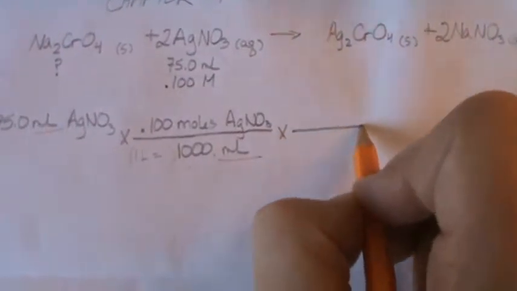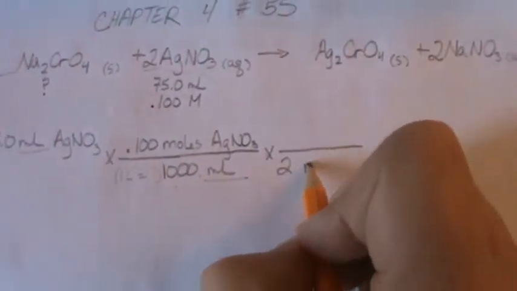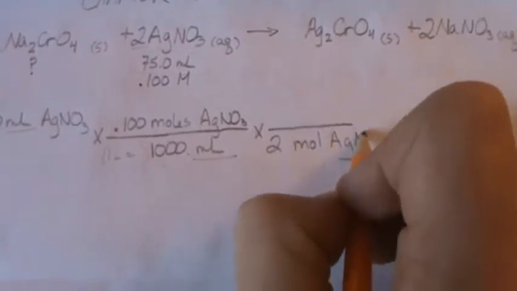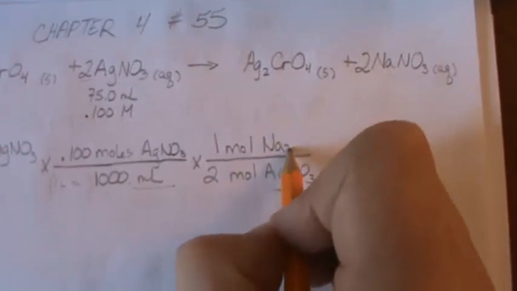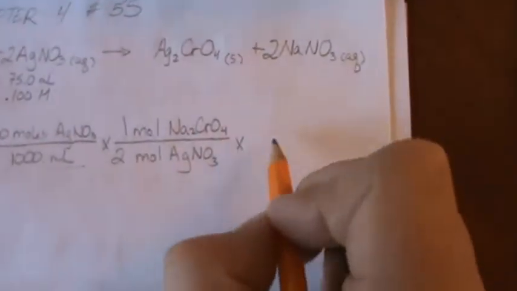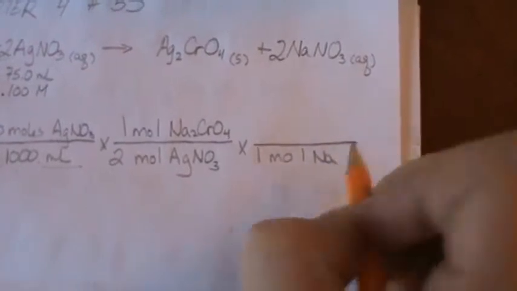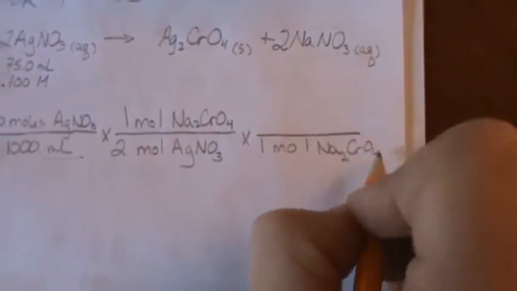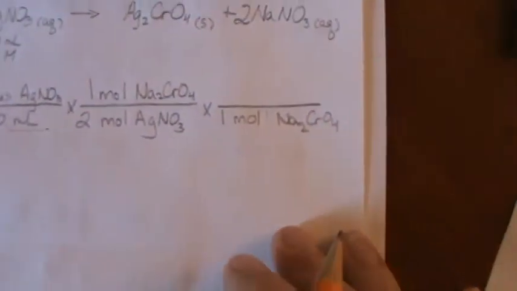Now remember in my stoichiometry, after I get to moles of my known, I need a mole ratio, based on this. So I'd say, well, 2 moles of silver nitrate to 1 mole of sodium chromate. And now the next step in a basic stoichiometry is a molar mass. So 1 mole of sodium chromate. So that's what I need next, a molar mass.